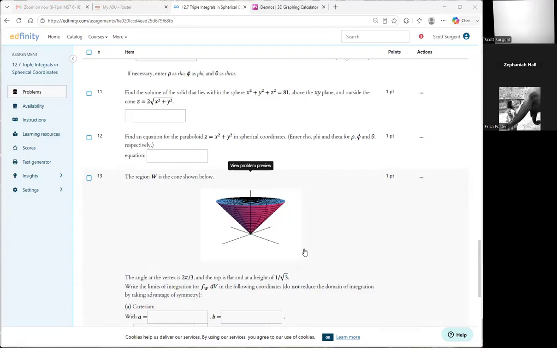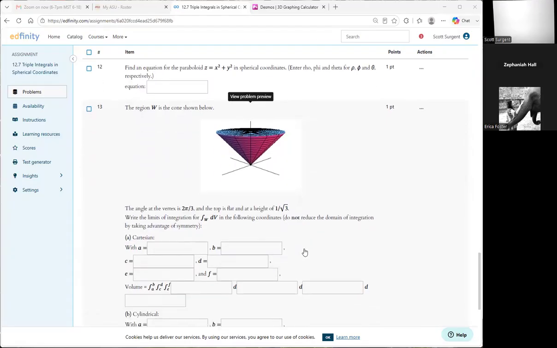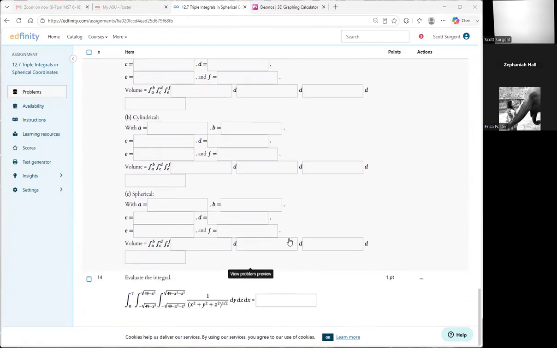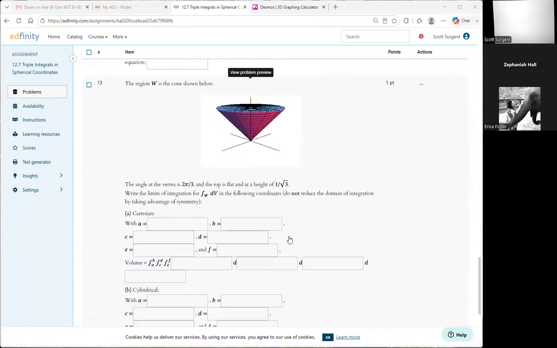12-7, number 13. Here's your region of integration. It's a cone. The angle of the vertex is 2 pi over 3. The top is flat, at a height of 1 over rad 3. We're going to create the limits for Cartesian, cylindrical, and spherical. All right, let's do it.